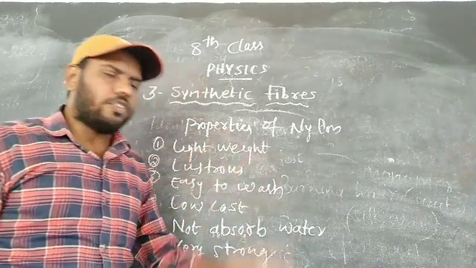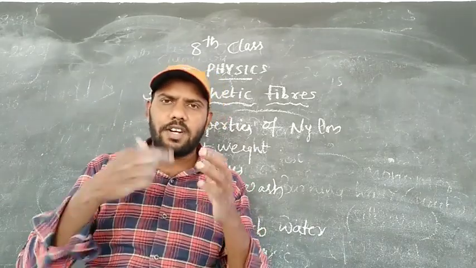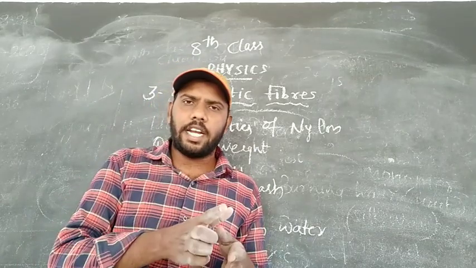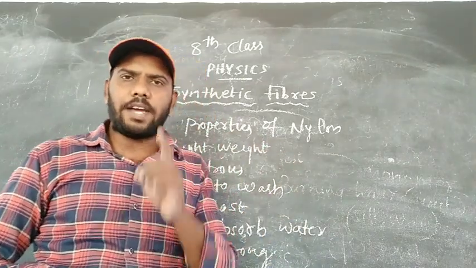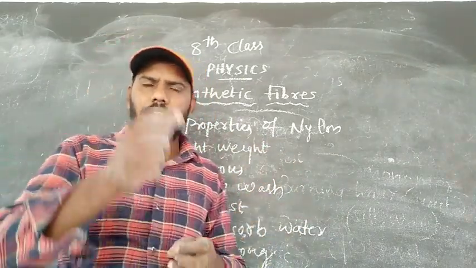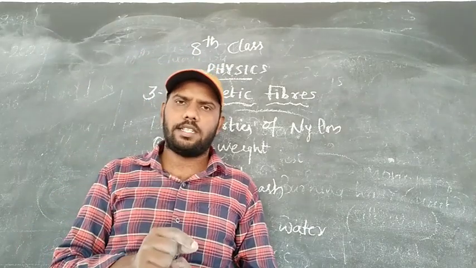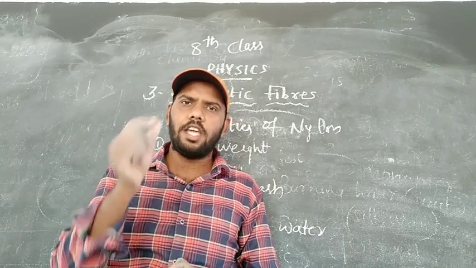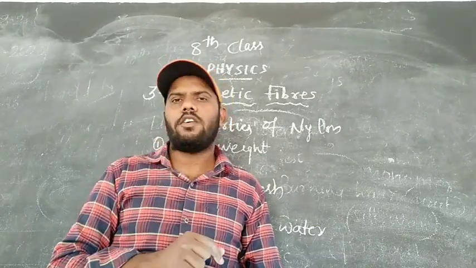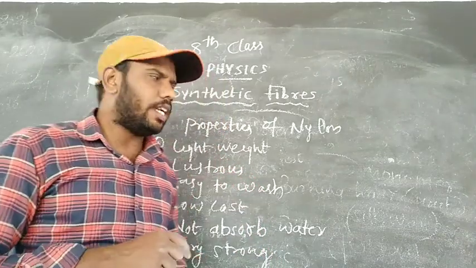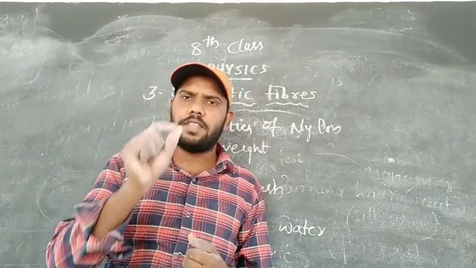So children, today we understood about natural fiber and synthetic fiber, how synthetic fiber is made, how to identify synthetic fiber, as well as one of the important synthetic fibers, nylon, and how it is made. One more thing: it is mainly made from coal, air, and water. Nylon is mainly made from coal, air, and water only. Understood, children? And we understood the properties and also the examples of nylon.